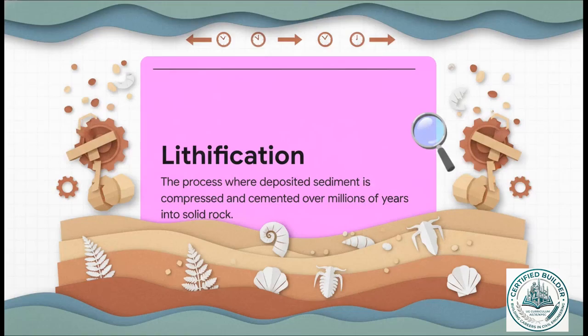Now for sedimentary rocks, the key process you gotta know is called lithification. You can think of it like nature's own cement mixer. Over millions of years, layers of sand, silt, and other stuff are buried and squeezed together until they form solid rock, like sandstone or limestone. And here's a golden rule for your exams. These are the only rocks that can have fossils, because the process isn't hot enough to destroy them.